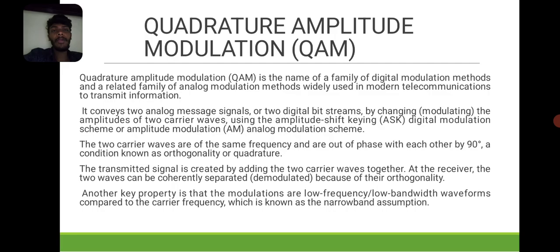The two carrier waves are of the same frequency and are out of phase with each other by 90 degrees, a condition known as orthogonality or quadrature. The transmitted signal is created by adding the two carrier waves together. At the receiver, the two waves can be coherently separated because of their orthogonality. Another key property is that the modulations are low frequency, low bandwidth waveforms compared to the carrier frequency, which is known as the narrowband assumption.